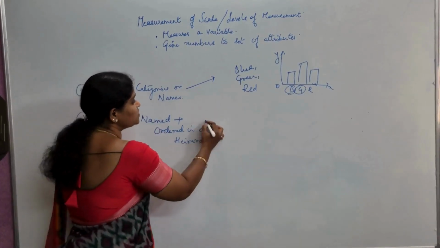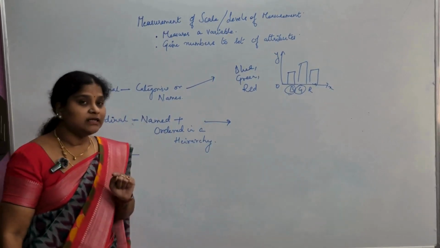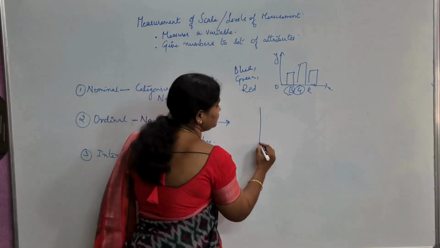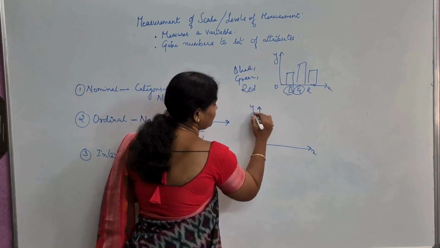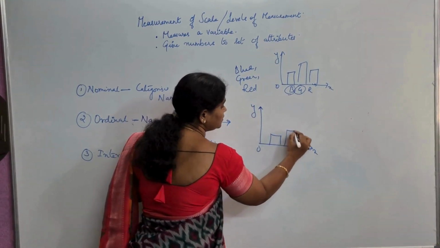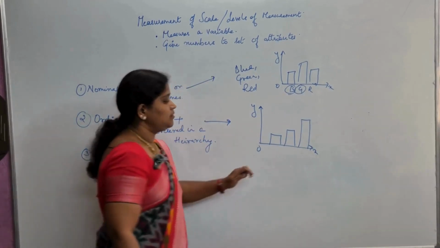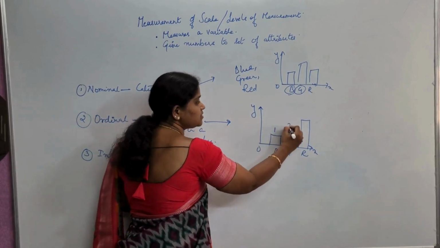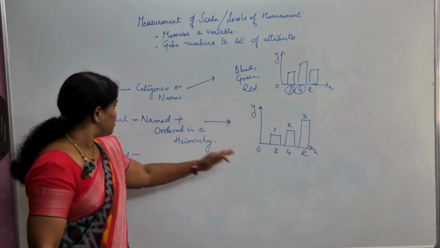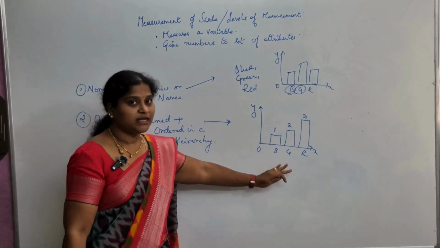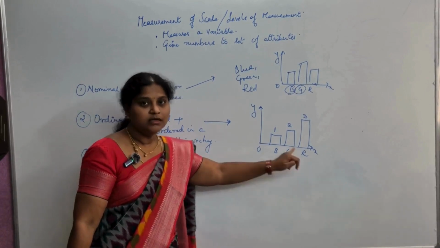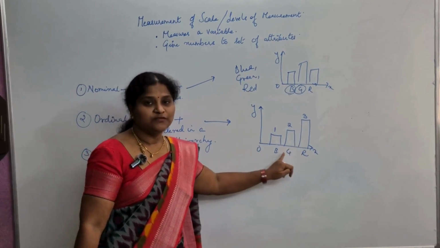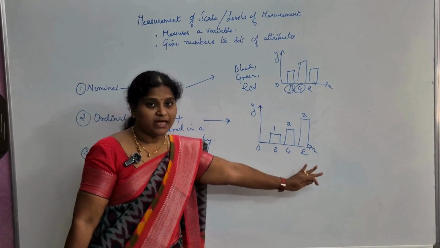The second one that we have seen is the ordinal level. In the ordinal level, naming is done, means blue, green and red. This is first, this is second and this is third. So in this type of data, I have initially categorized the data into blue, green and red. Then I have numbered them 1, 2, 3: the first, the second and the third.